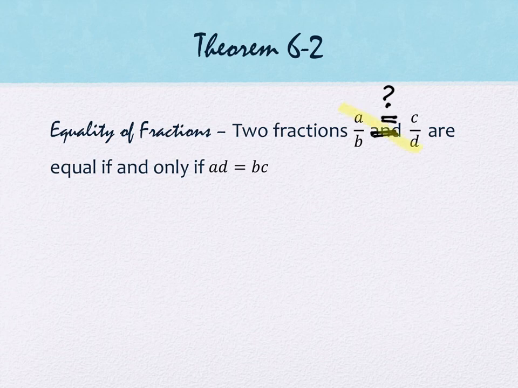Multiplying the A and the D together, multiplying the B and the C together. And if we get the same product from the multiplications of the diagonals, then the original fractions were the same.